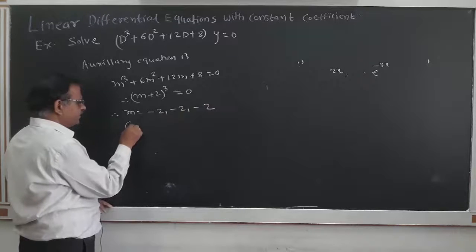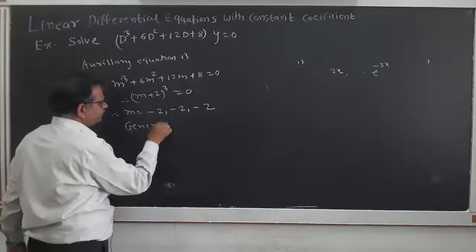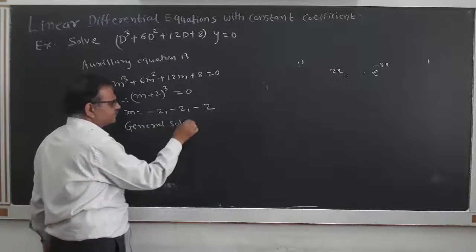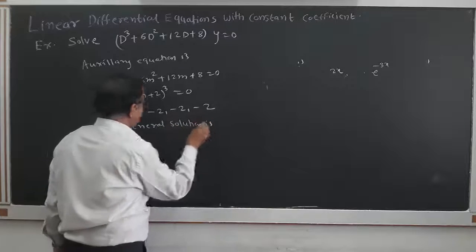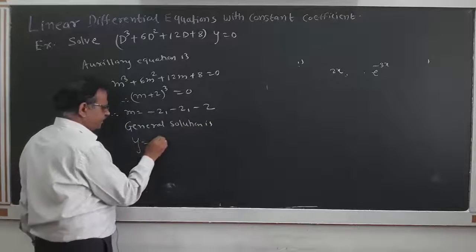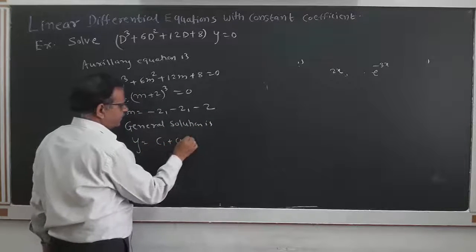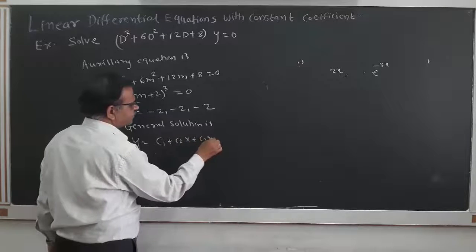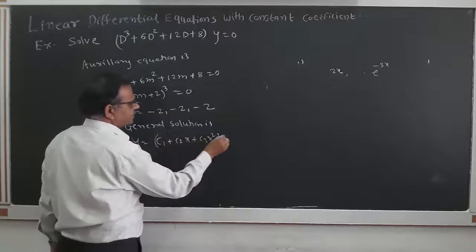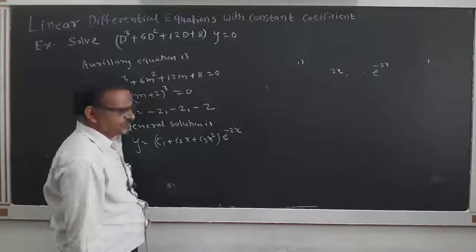Therefore, the general solution is y = (c1 + c2x + c3x²) e^(−2x).